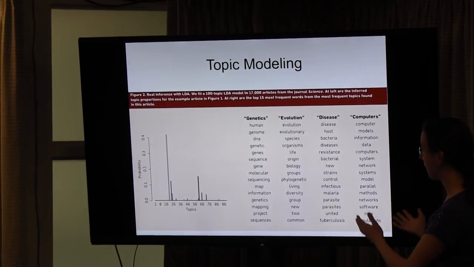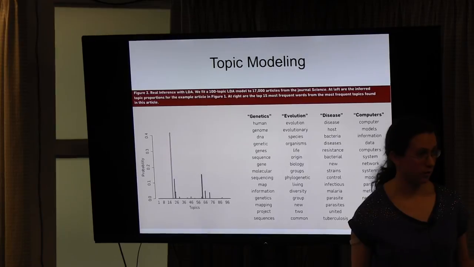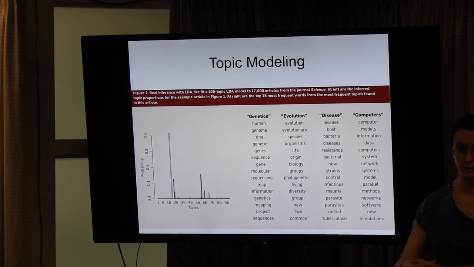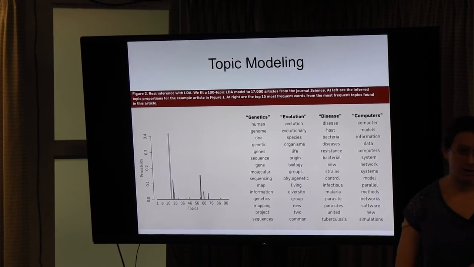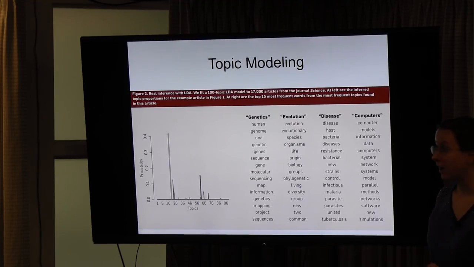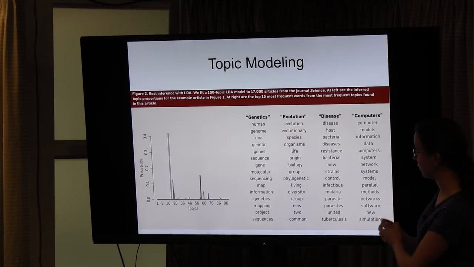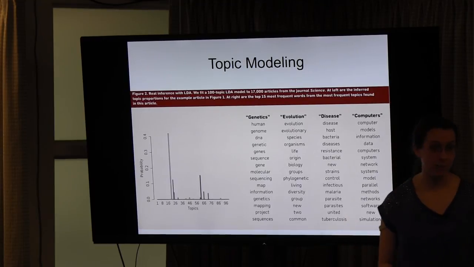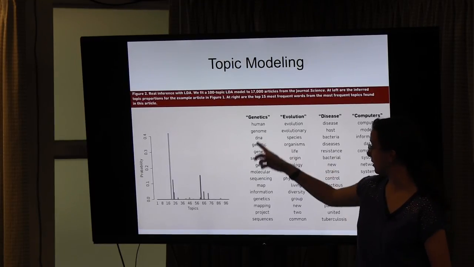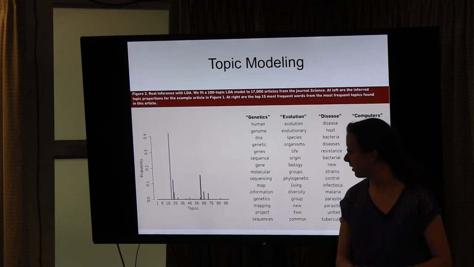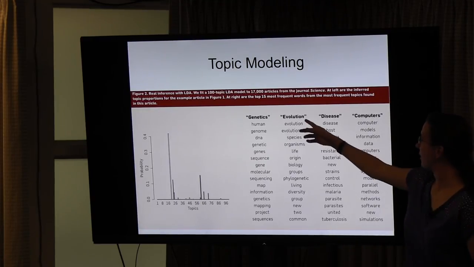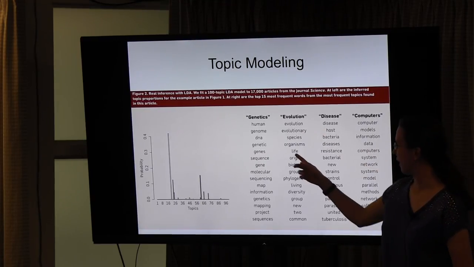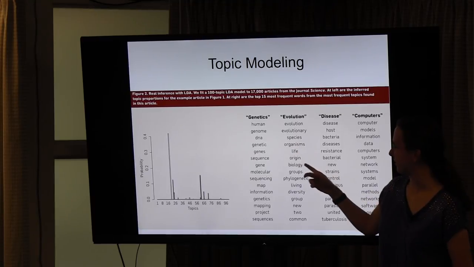So they gave this model a bunch of articles from the journal Science. They use a version of this forward sampling algorithm where you're looking for low points in a very big space. What it comes up with after training is it figures out that there's a topic called genetics, associated with words like human, genome, DNA, genetic, gene, sequence, molecular. And there's another topic called evolution, associated with life, origin, evolutionary, species, organisms.